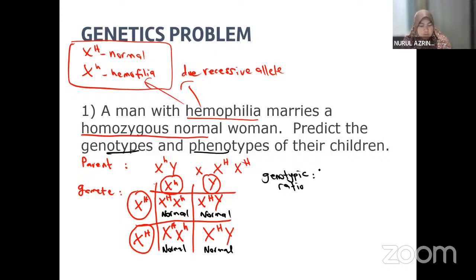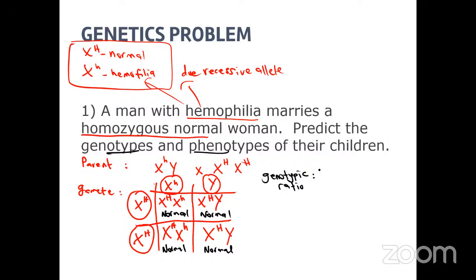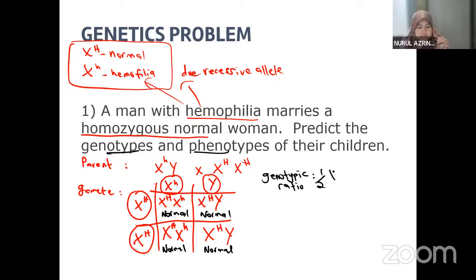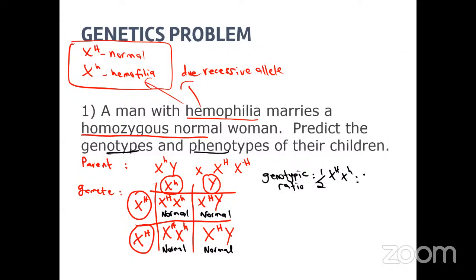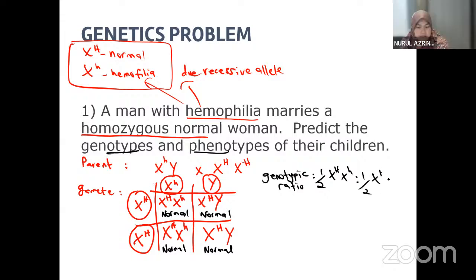Okay, what is the genotypic ratio? 1/2 X capital H, X small h. Okay, good. Okay, is to 1/2 X capital H, Y. Okay, then it's X capital H, Y. So that is the genotypic ratio. Okay, what about the phenotypic ratio?